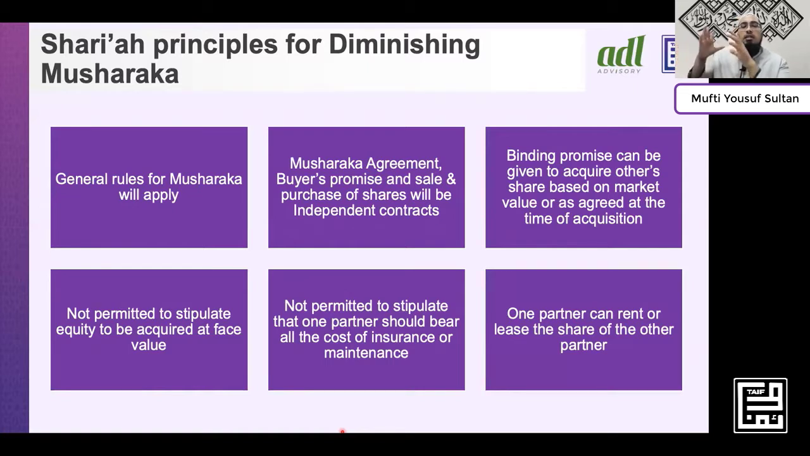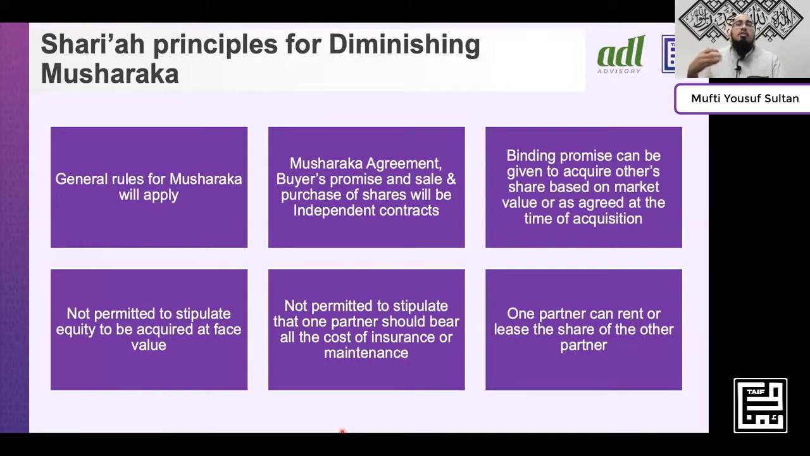Otherwise, there is a wa'ad, a promise by the client that he will purchase the shares of the IFI. And finally, there is a transfer of shares through a sale agreement or through a hiba. So all 3 or 4 documents and agreements need to be separate and need to come in sequence. So we cannot just sign everything all together. Because there is a sequence, it has to come in sequence.